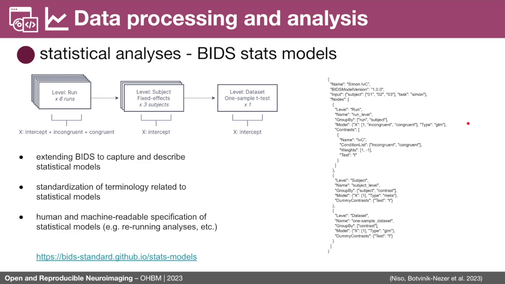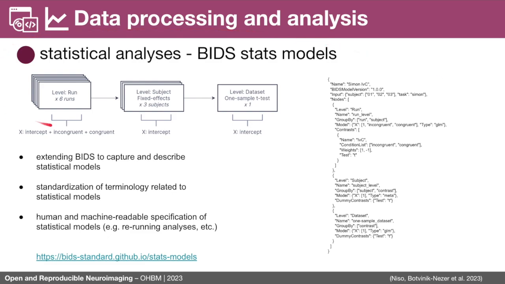And the way it looks is you can basically see here where all these different aspects of the statistical model are written down in a JSON file. So that is more or less comparable to the metadata JSON file that you learned about regarding BIDS raw datasets, but here it encapsulates the statistical model that was run.